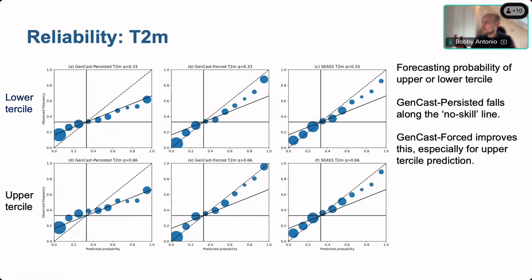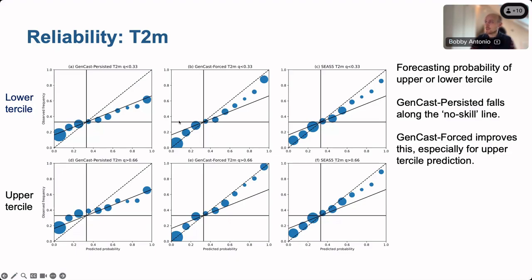We've also looked at reliability. As I mentioned before, because GenCast is a fundamentally stochastic model, unlike ACE2 and GCM, we really want to make sure that it makes reliable predictions. So this just summarizes what we see for many of the variables: if you look on the left-hand column, which is GenCast persisted for the lower tercile and upper tercile for 2 meter temperature, you can see that it basically lies along the line of no skill, which is this solid line just off the diagonal there.